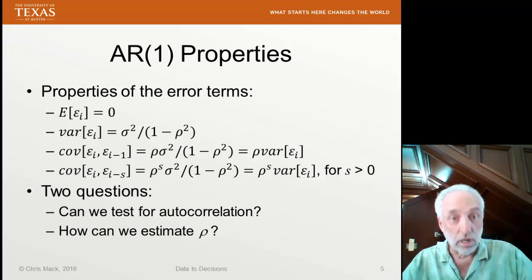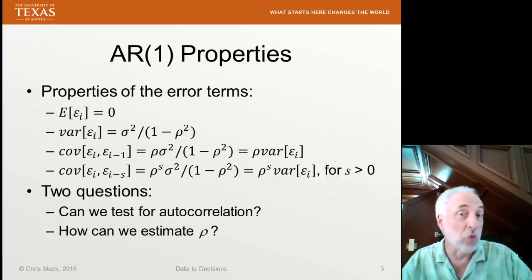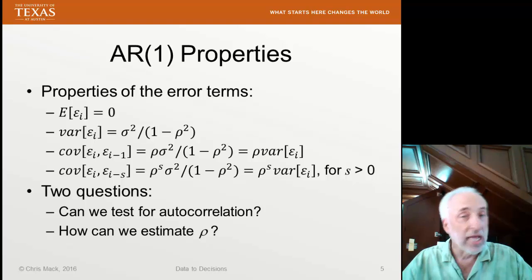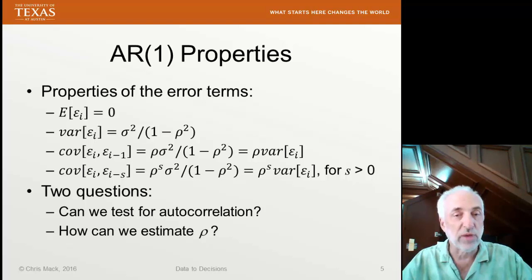Our two main questions that we're going to have to answer in this lecture are, how can we test for autocorrelation? How do we know when it exists and we need to worry about it? And then if we discover that autocorrelation does exist, how can we estimate the parameter rho?